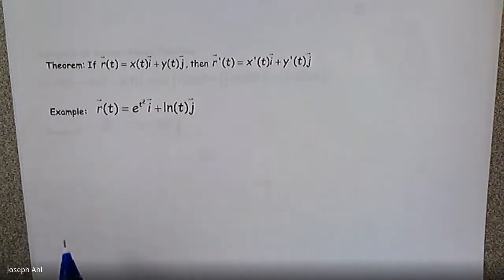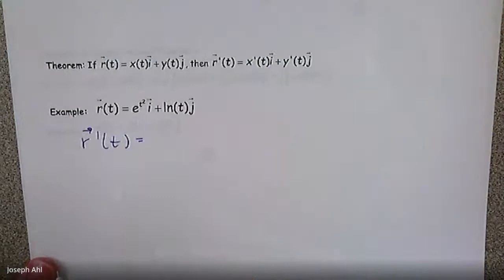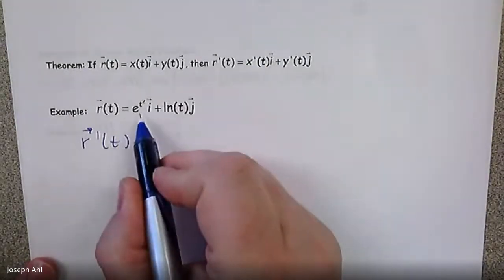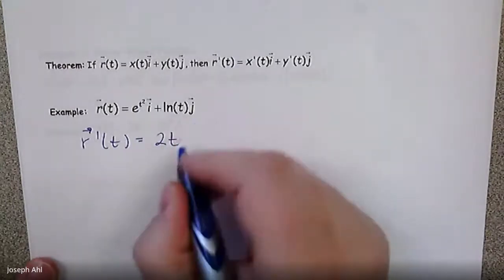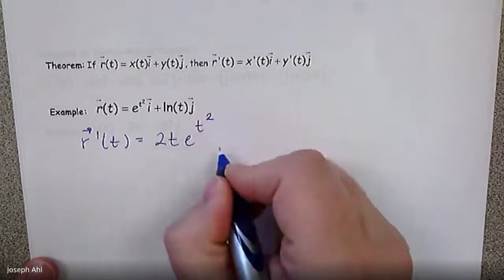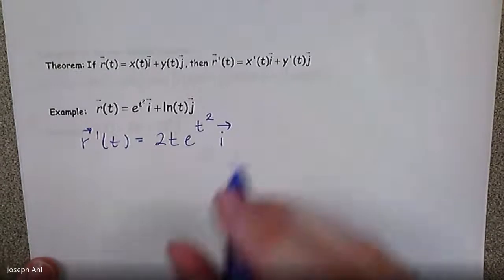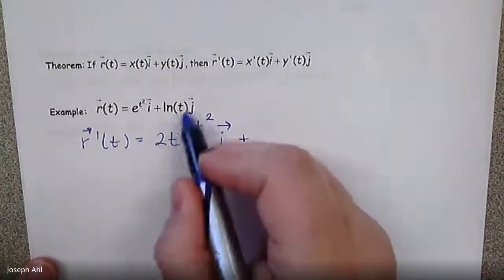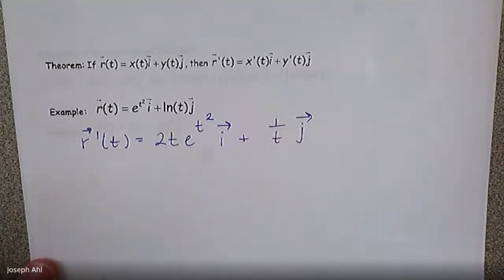If we have R of t equals e to the t squared i plus ln of t j, we can find the derivative of each component and write that as a new vector. So R prime of t in this example would be the derivative of e to the t squared. Just make sure you use chain rule there. So it's going to be e to the t squared times the derivative of that exponent, t squared. So that's 2t e to the t squared. And if we keep this in the basis vector form, that would be the horizontal component i plus derivative of ln t, which is 1 over t j. And that's very simply put, the derivative of this vector valued function.